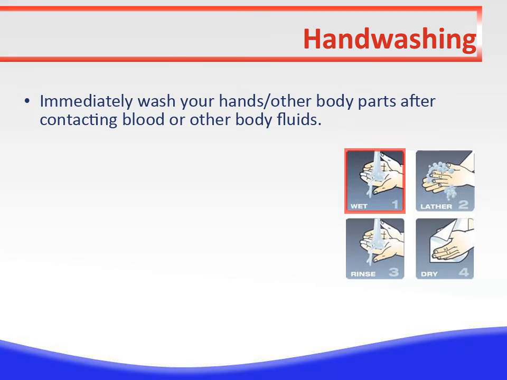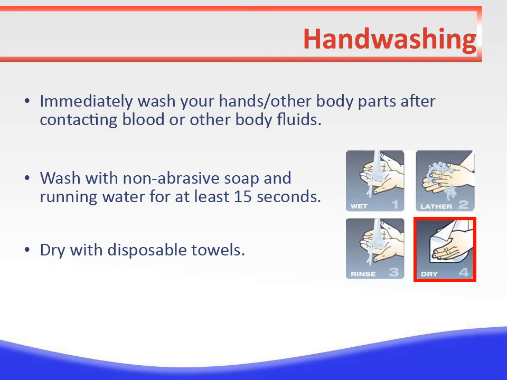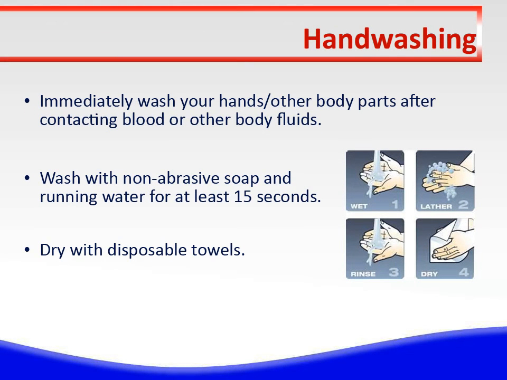Immediately wash your hands and other parts of your body after you've made contact with any blood or bodily fluids, even if gloves or other barriers were used. Wash hands with soap and running water for at least 15 seconds and dry with disposable towels. For more information on hand washing requirements, review paragraph D2 of the standard.